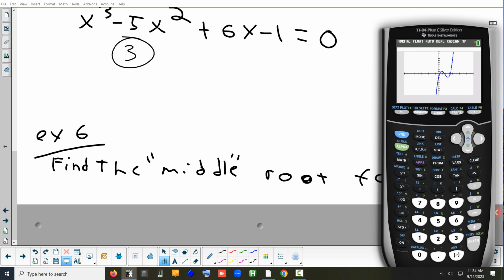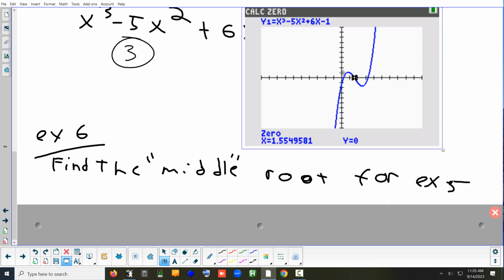So second, calc, 0. Pick a point that you know is to the left of your root. Hit enter. Pick a point that you know is to the right of your root. And then put your guess as close as you can. And it tells us the 0 is about 1.55. That's what I meant by the middle root.